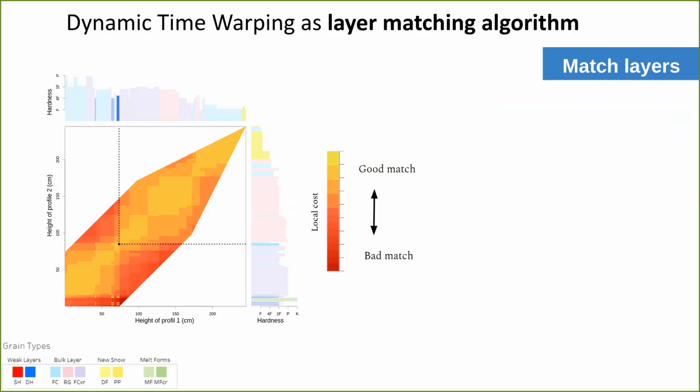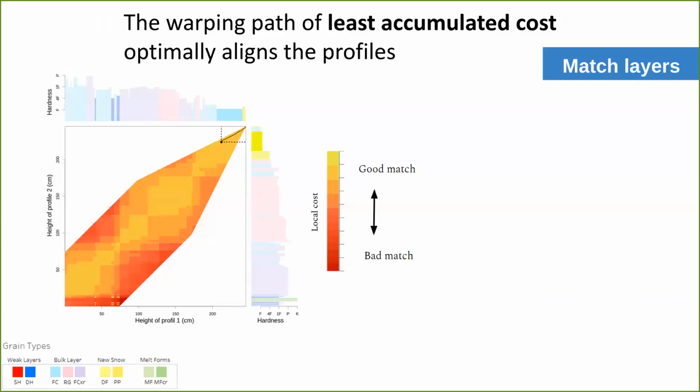Remember, each layer contains multiple variables with different data types, such as snow grain type, layer hardness, and maybe even date information. Also, in operational data sources, some of these data points might be missing. So all the differences of the properties between the 2 layers get combined into a local alignment cost. And that means matching all corresponding layers between the 2 profiles is now reduced to the optimization problem of finding the path of least resistance through that matrix.